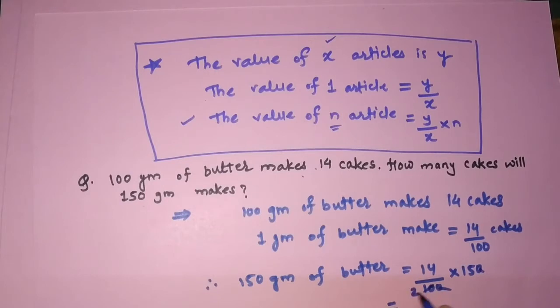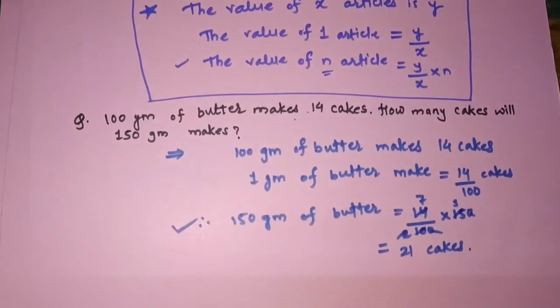Here we'll go for 5 2s are 10, 5 3s are 15 and 2 1s are 2, 7s are here, 21 cakes. So friends, 150 gram of butter can make 21 cakes by the unitary method.